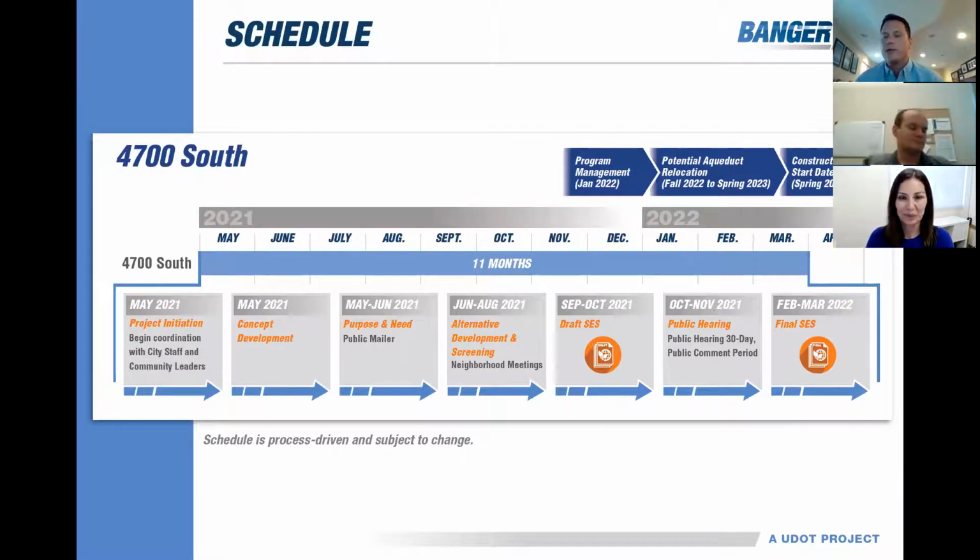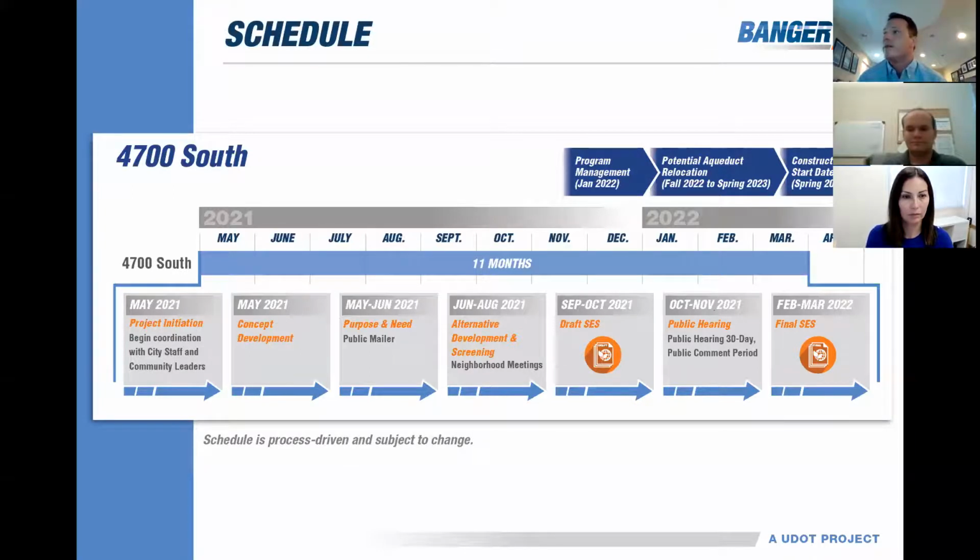So 134 South, 9800 South, and 4700 South, those are all funded for construction in 2023. So that means that for these projects, the bulk of money goes toward construction, right, for materials and labor. However, we will have funding in 2022 to begin right-of-way acquisition to prepare for construction in 2023. That's for 134 South, 98, and 47 South.